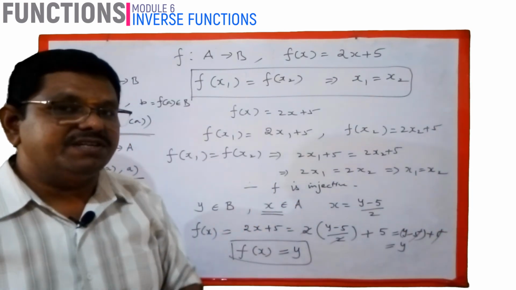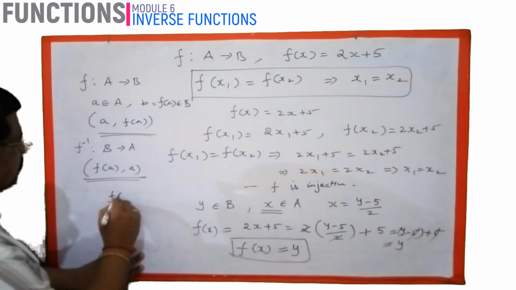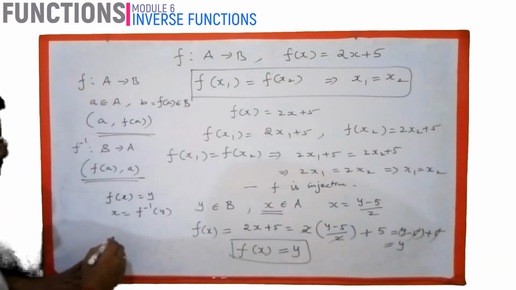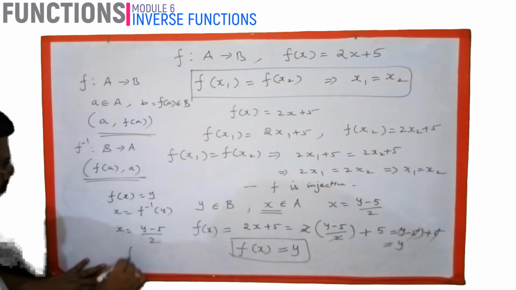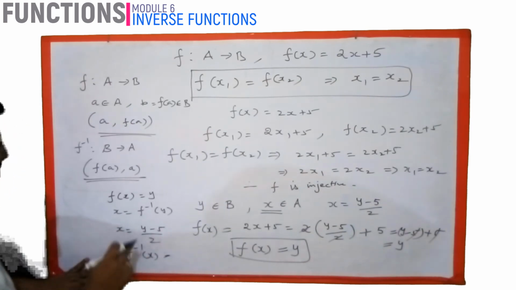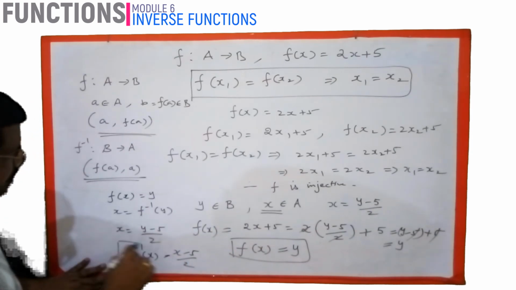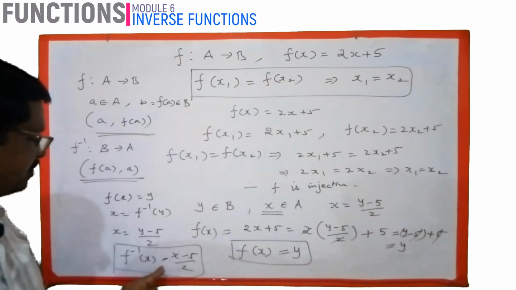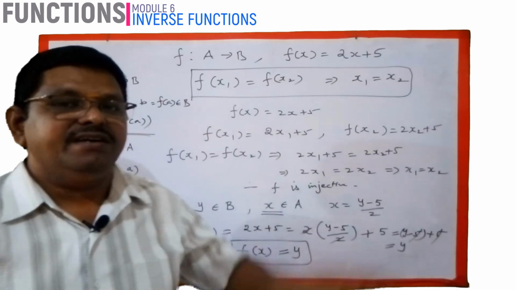Now we are going to find f inverse. So here, if f of x equals y, what is x? That is nothing but f inverse of y, right? So x equals what? Here x equals (y minus 5) by 2. So what is f inverse of x? This y can be taken as x, so (x minus 5) by 2. So we can find f inverse of x using the formula f inverse of x equals (x minus 5) by 2. In this way you have to find the inverse functions.